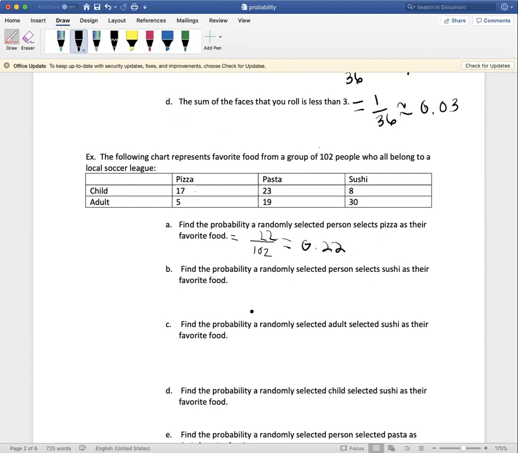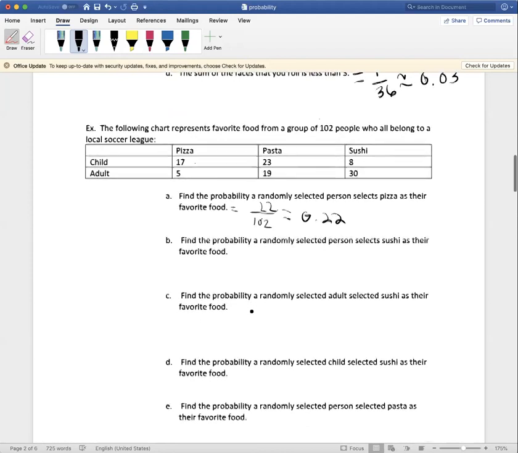Let's try the next one. Find the probability a randomly selected person selects sushi as their favorite food. Again, we're doing this out of 102 because it's a randomly selected person, and there are 102 people here altogether. So sushi, we have these 8 kids and these 30 adults. So we have a total of 38. 38 divided by 102 gives us 0.37 or 37%.